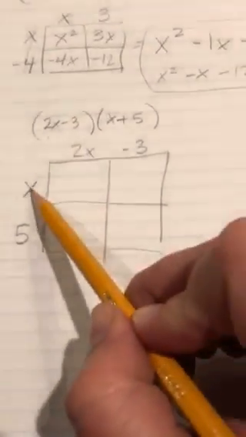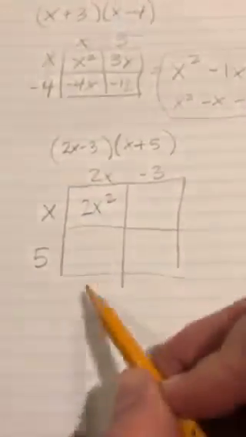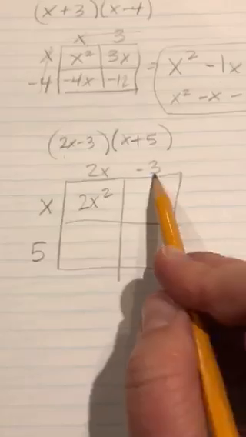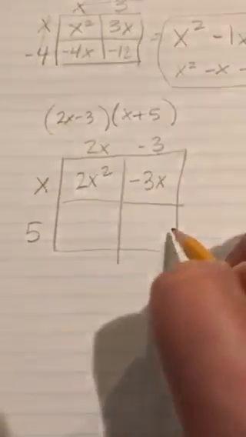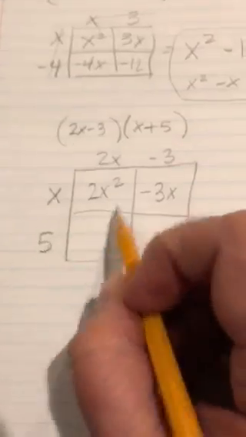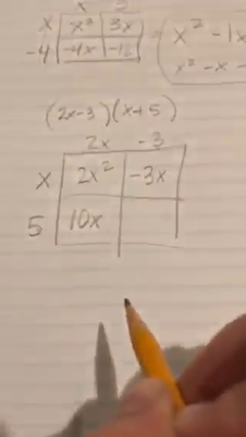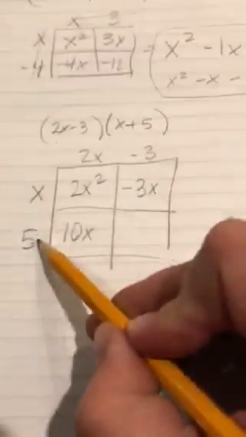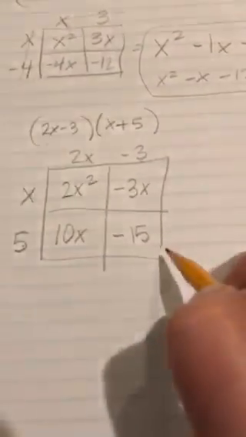So same thing. X times that 2x gives us 2x squared. X times a negative 3 gives us a negative 3x. And then 5 times 2x, 5 times 2 gives me 10, bring down the x. And then a negative 3 times 5 gives me a negative 15.